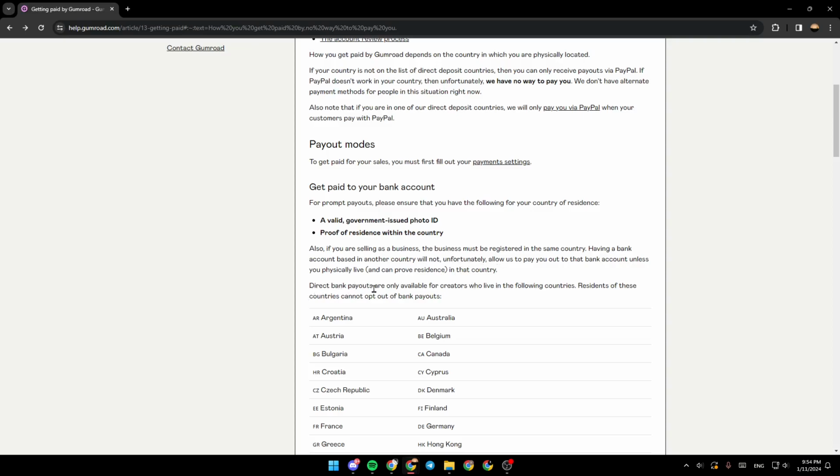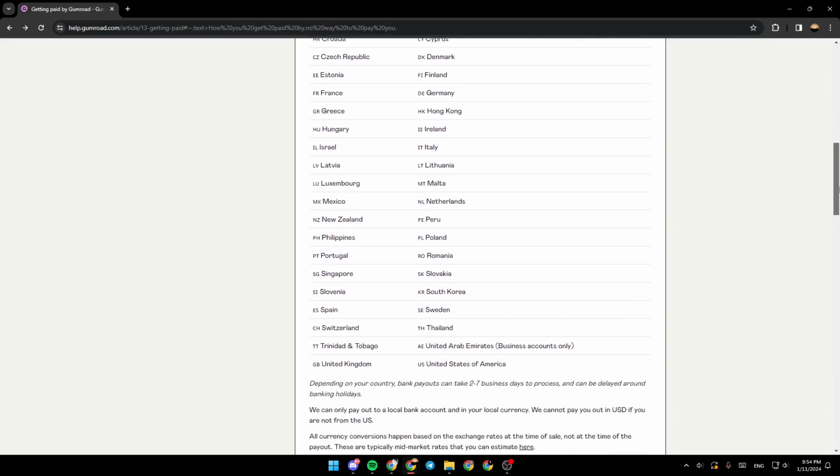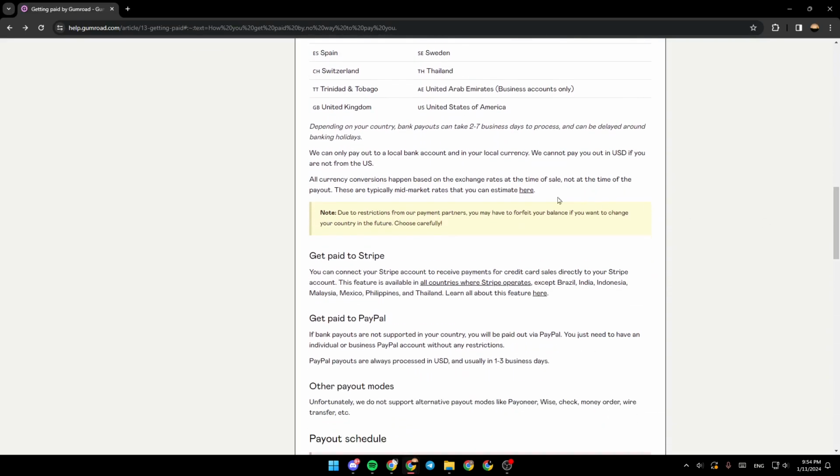Direct bank payouts are only available for creators who live in the following countries. Residents of these countries cannot opt out of bank payouts. As you can see guys, these are the countries. Depending on your country, bank payouts can take 2 to 7 business days to process and can be delayed around banking holidays. We can only pay out to a local bank account and in your local currency. We cannot pay you out in USD if you are not from the US.